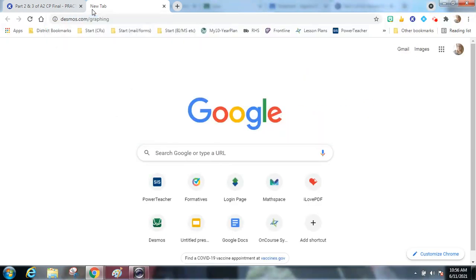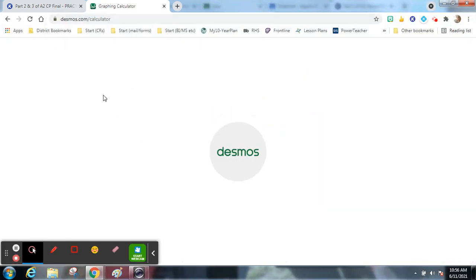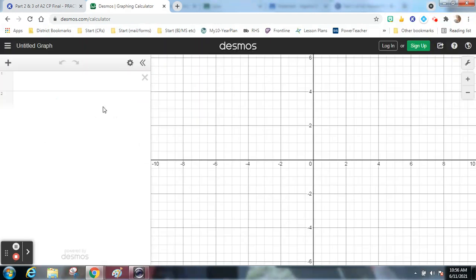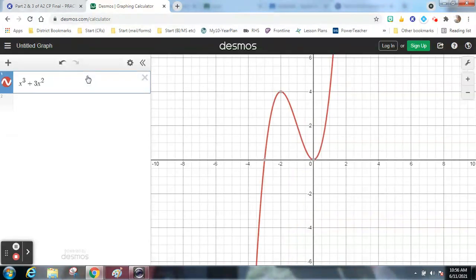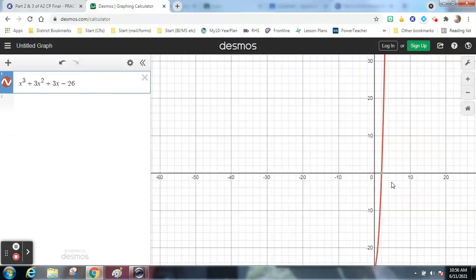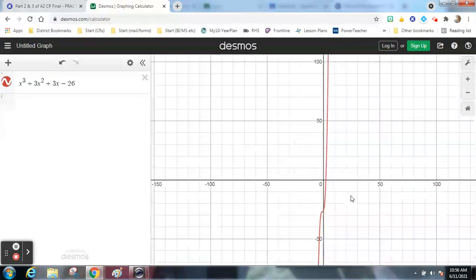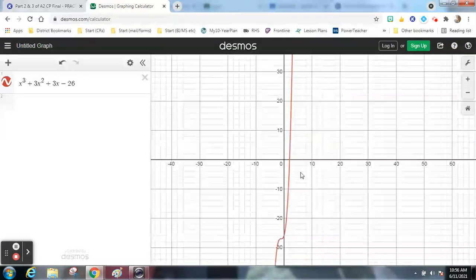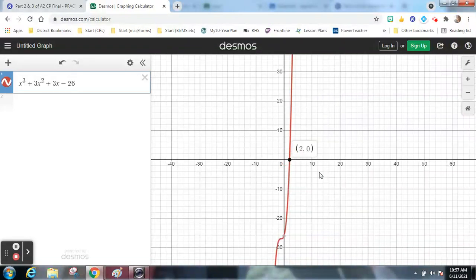Okay, so from here it says identify the possible rational solutions of the equation in part A. So the way you're going to do that is we're going to go to Desmos, and we're going to type in that equation that we had. So I'm going to type in the x cubed plus 3x squared plus 3x minus 26. Well, here it is. That's the only one we got. I can zoom out as much as I want here, but you can see it's never going to change. So the possible rational root is 2.